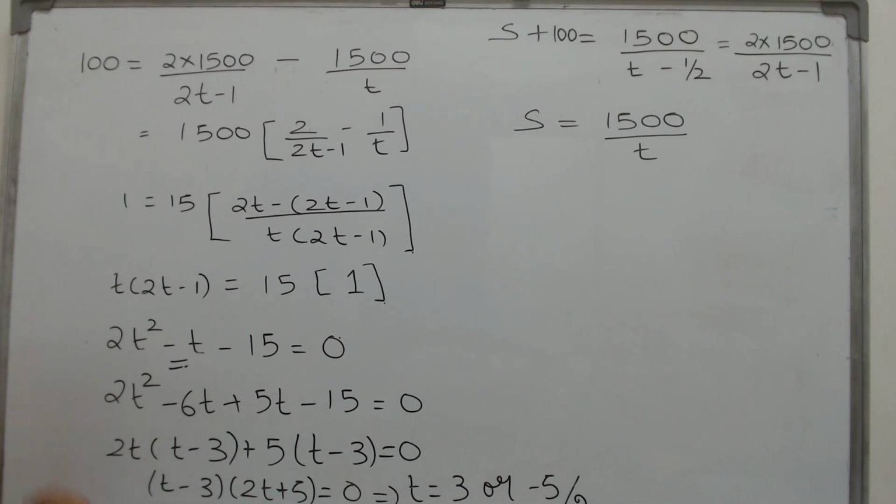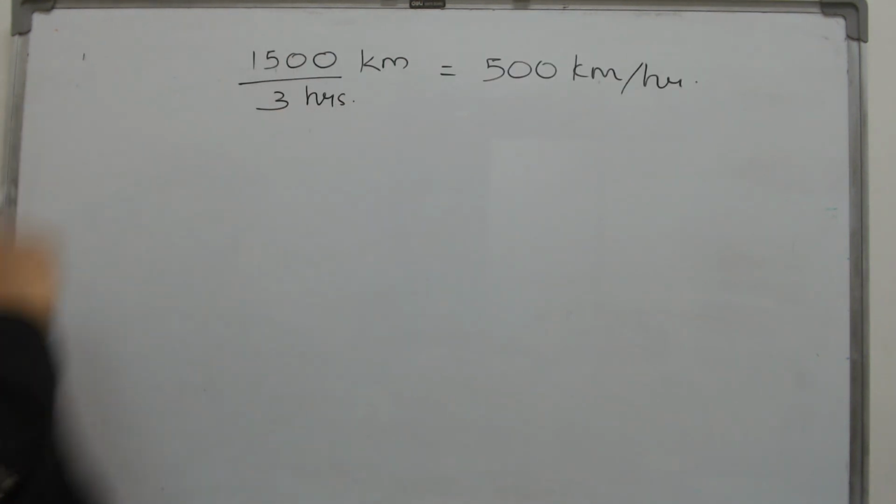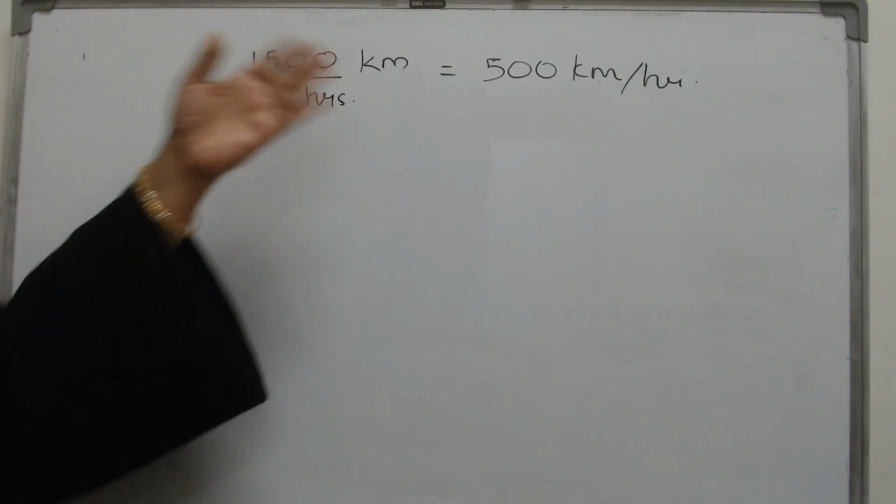Now t is your time. It cannot be negative. So the time you are talking about has been 3 hours. The original journey takes 3 hours, but then he lost half an hour, so he had to cover it in 2.5 hours. But that is not our question. Our question is, what is the original speed? This is the original speed. So this is our answer.